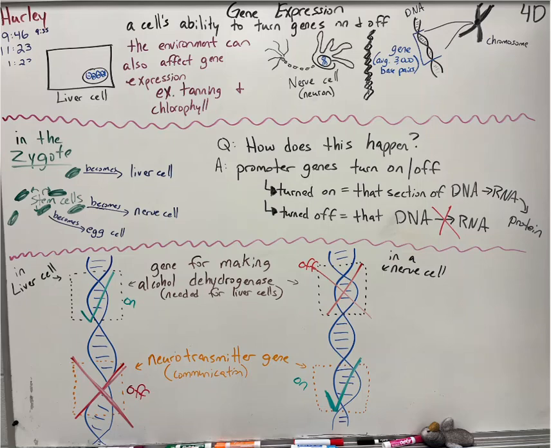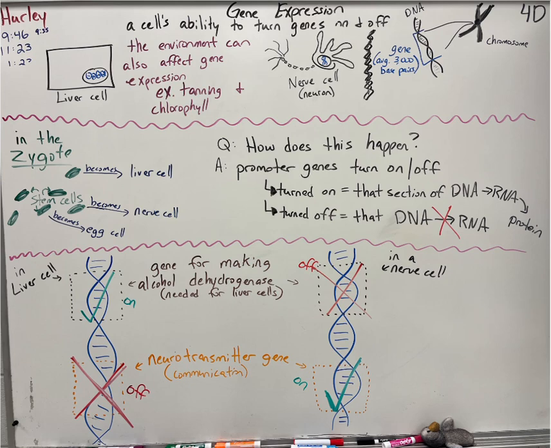about gene expression. Genes are a section of DNA that code for a specific trait or a specific purpose. So that could be the color of your eyes, the ability to digest certain things, your predisposition for certain diseases. So a gene is a section of DNA.